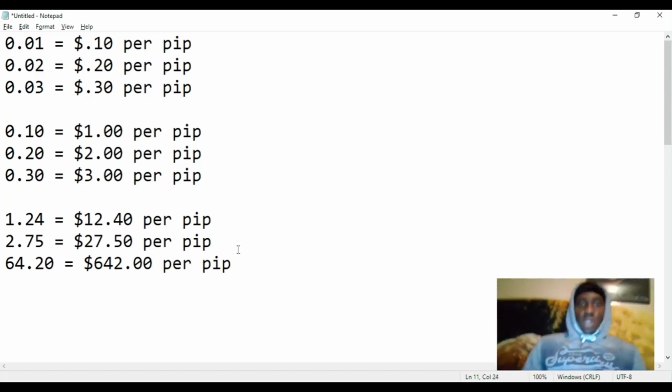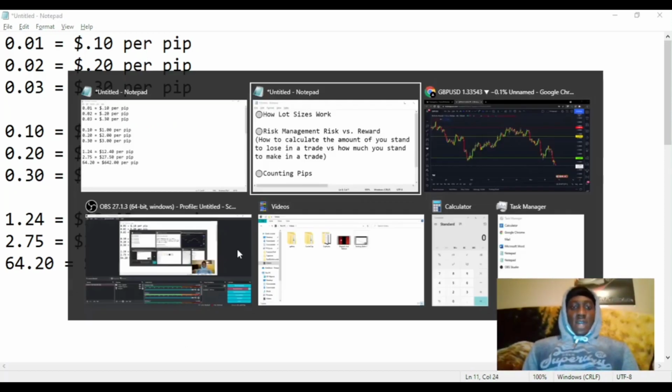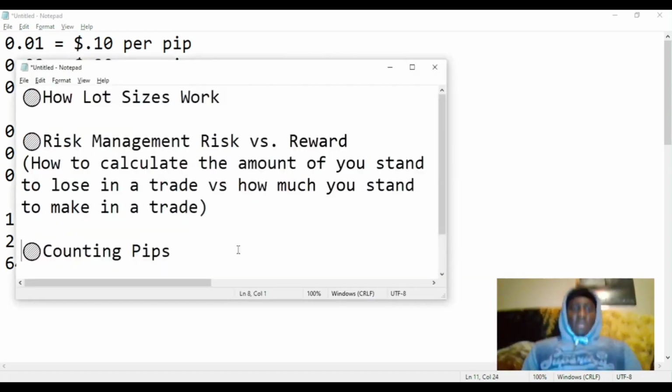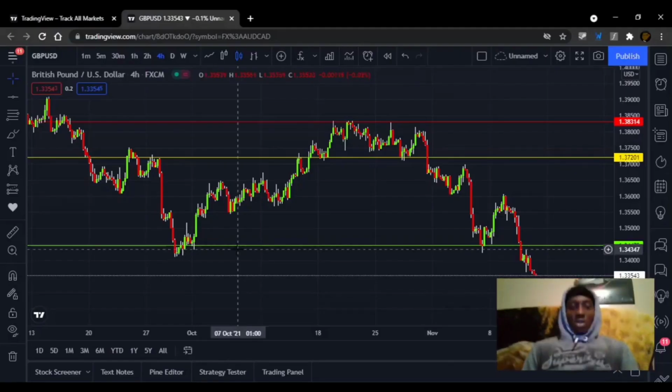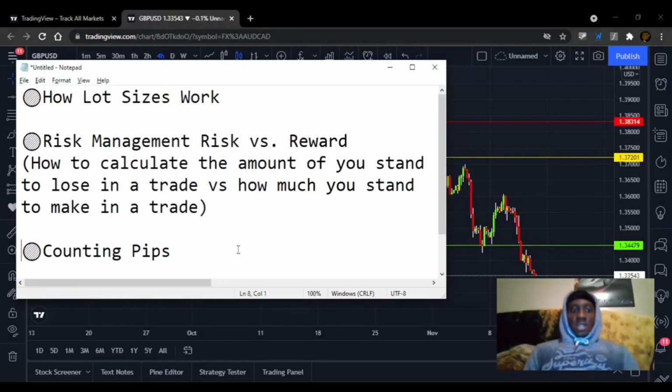Right? So now that you understand that, let's go ahead and talk about risk management, right? How you can actually calculate the amount of money you stand to lose in the trade versus how much money you stand to win in the trade, right? So I'm going to go ahead and go to the charts. Right now we're looking at GBP USD, and I'm going to show you exactly how you can do this. And if you don't know how to do this, you're trading blindly.